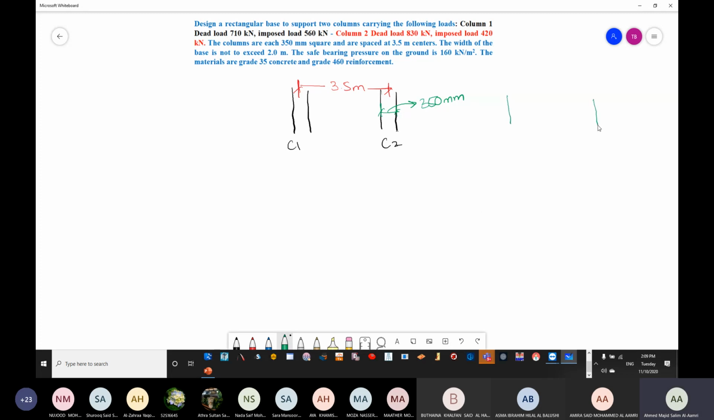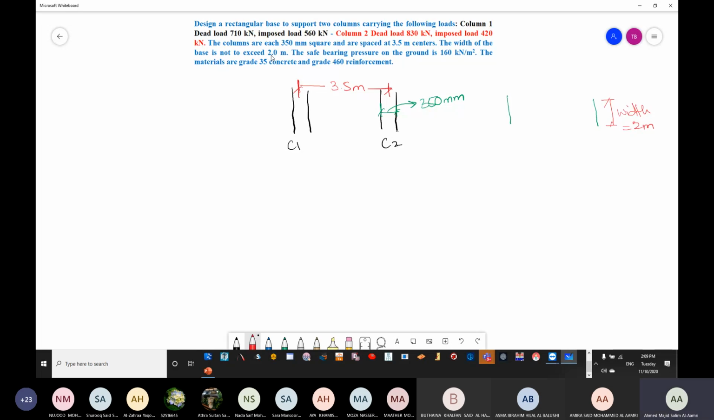They told me that this dimension, which is the width, should not exceed, okay, you shouldn't have it as more than 2 meter. So the maximum value to be taken is 2 meter. Okay, so once again, the width of the base is not to exceed 2 meter. So the maximum that I can use is 2 meter.